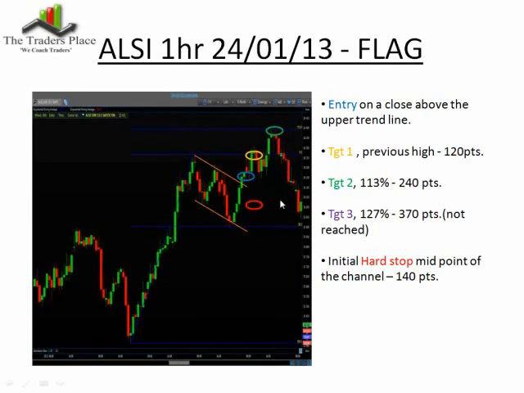The initial hard stop was again the middle of the channel, or 140 points. Now, for some traders, that would be too big. In other words, the risk reward is not in your favor. You've got a 140 point stop with a 120 point target. And yeah, for some of us, that's a little bit on the rich side. But the whole idea is that if your flag works out, the probabilities are very high that it will go to at least target 1.